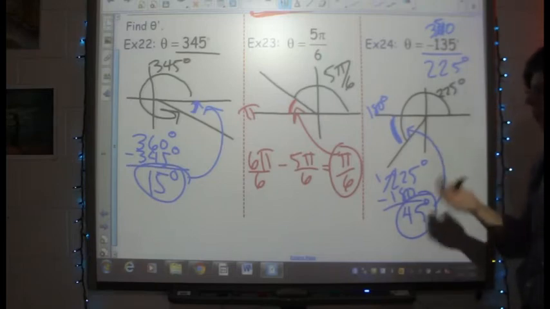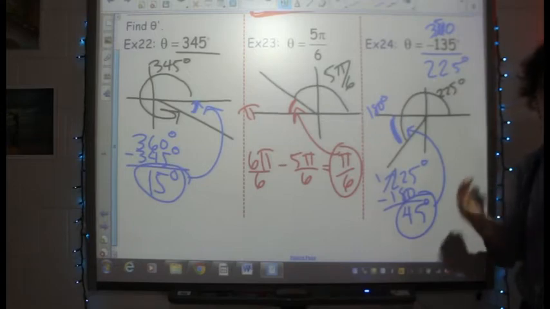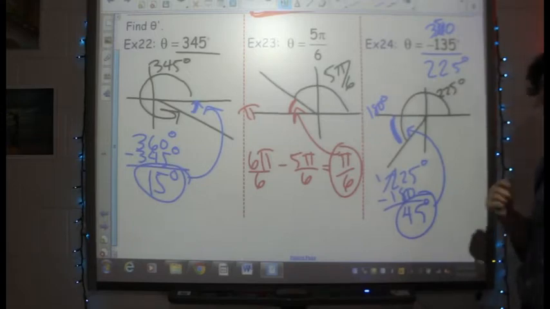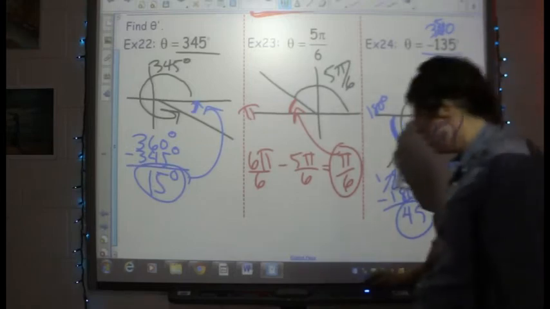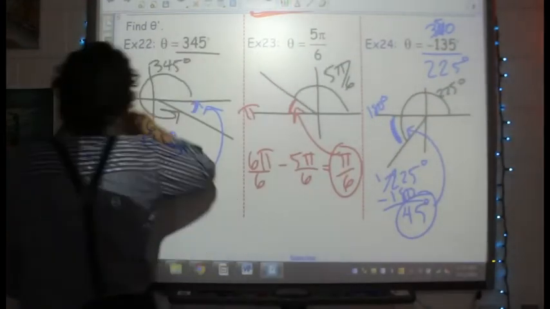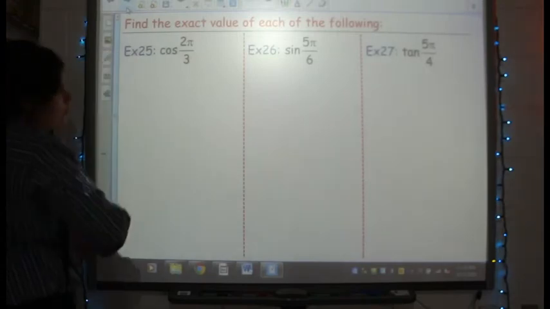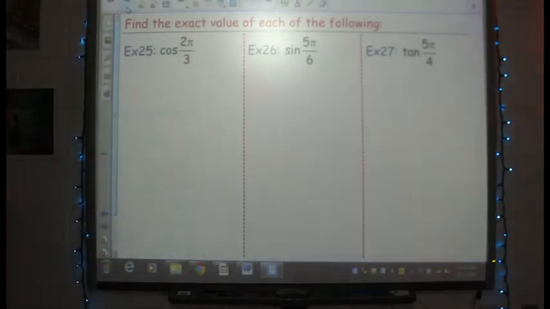If you need to pause and go through any of the previous information, now would be a great time. Because on the next example, we're going to take all of this information and kind of squash it together in order to find exact values. And exact values are the pinnacle of trig. This is the most important thing that we are going to do here.